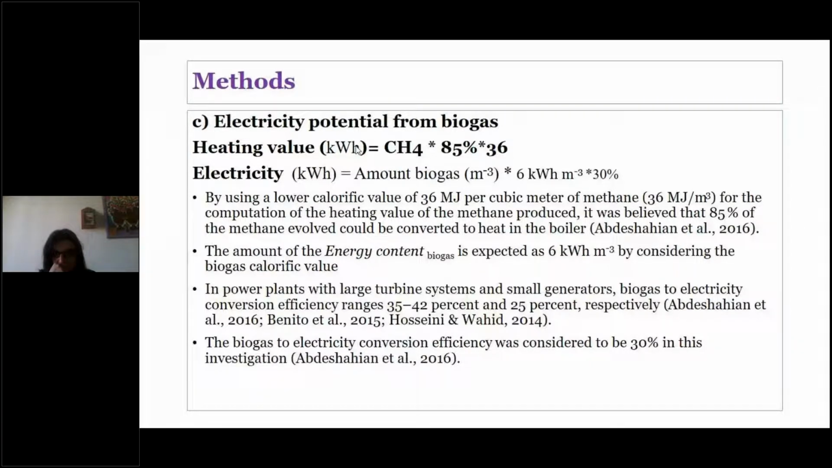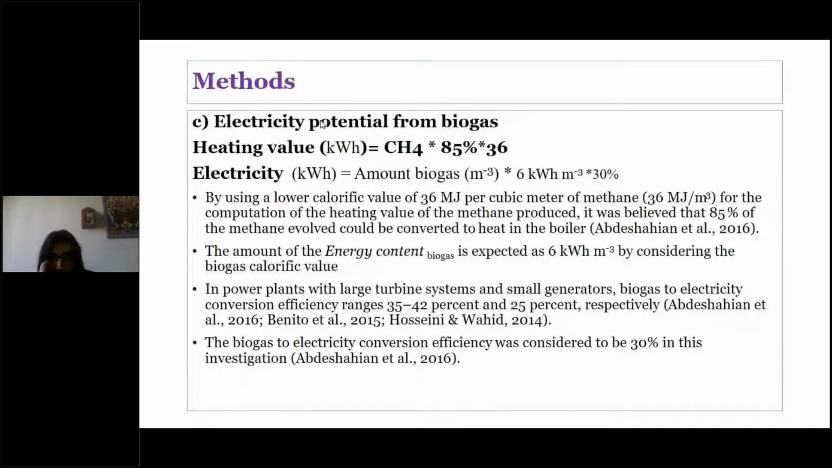In order to calculate the amount of electric power, we multiply the amount of biogas by 6 kilowatt-hours per cubic meter, which is the biogas caloric value, times 30%, which is the biogas-to-electricity conversion efficiency, which differs based on the size of the turbine.